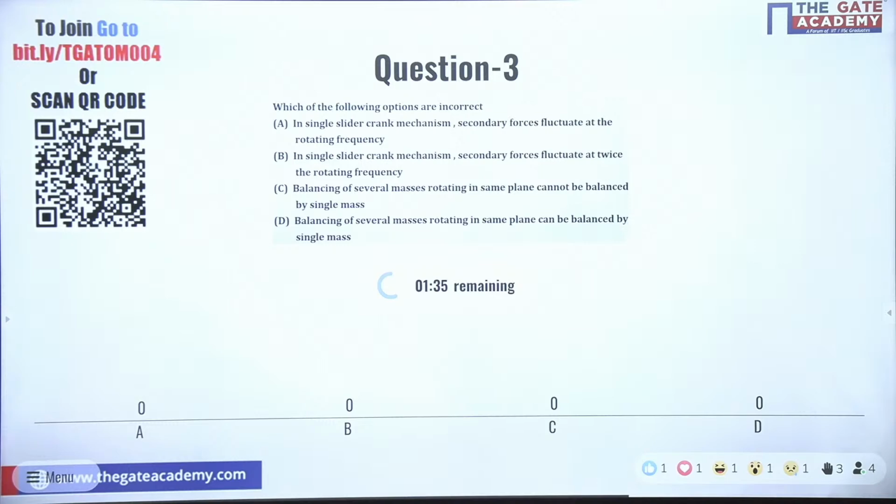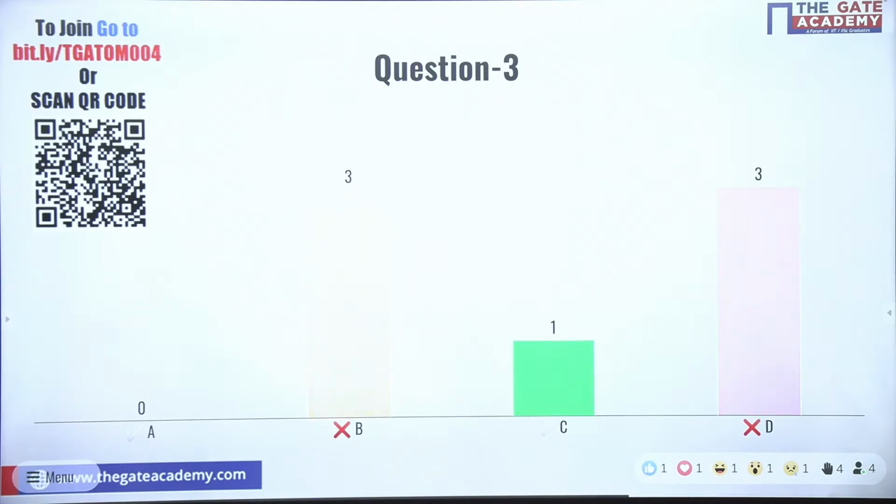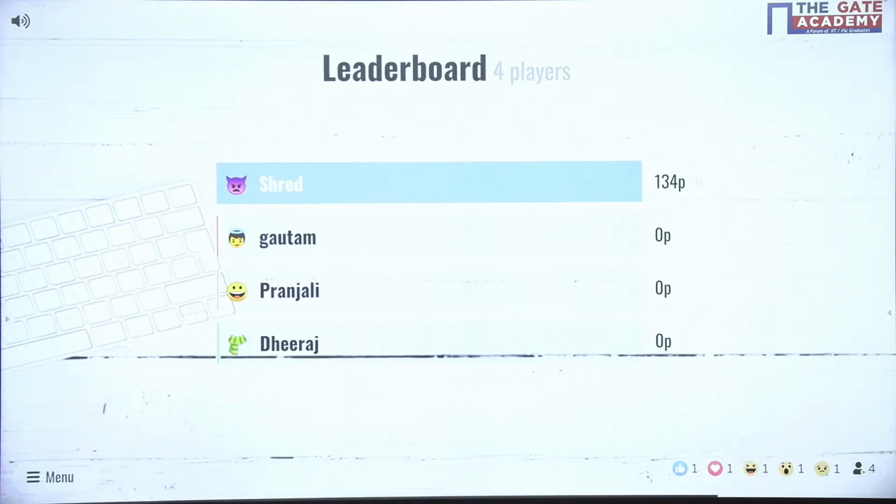Acha Pranjit, no worries. If you have done it correctly, then it is okay. And in GATE examination, they have a better system. Okay, we are working on it. Okay.